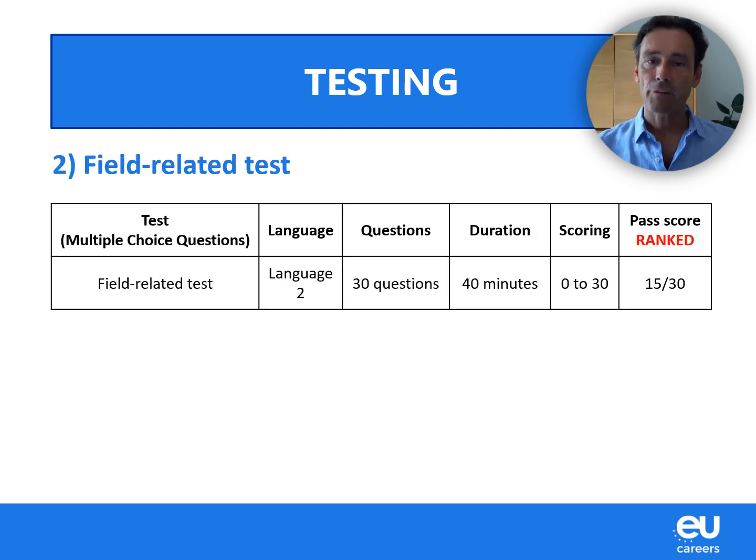The second test is a field-related test where we assess your knowledge in the field of your choice. We test this in language 2, and this time your results will be ranked. So there is a minimum score of 15 out of 30 to be obtained, but this minimum will surely not be enough to be among the highest scoring, and you have to score as highly as possible to be among the number of successful candidates that we are looking for.